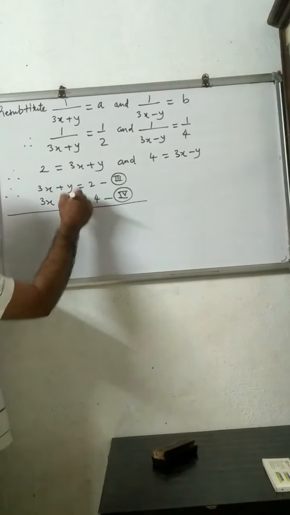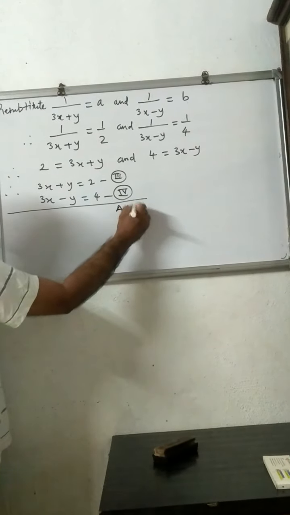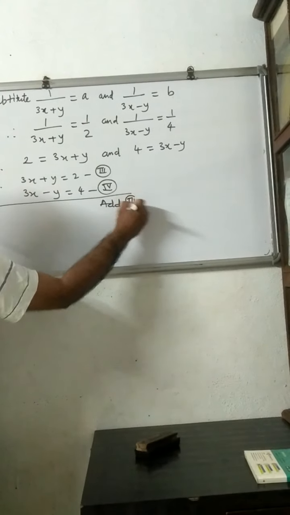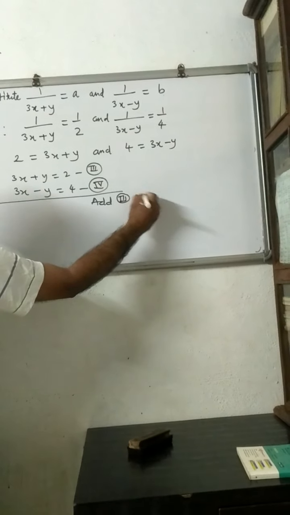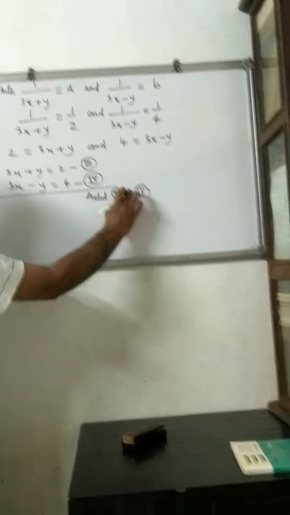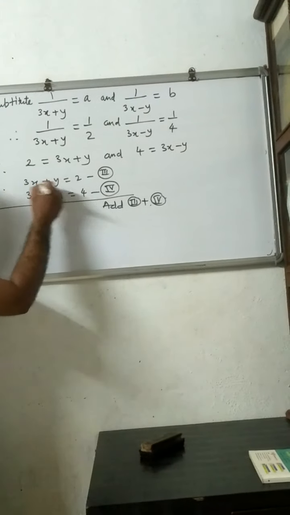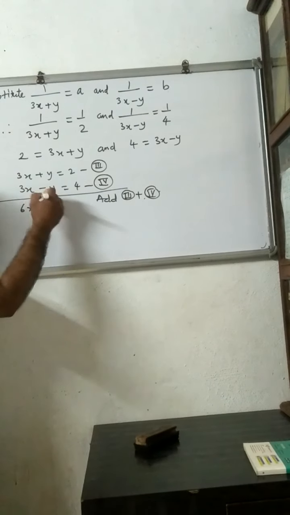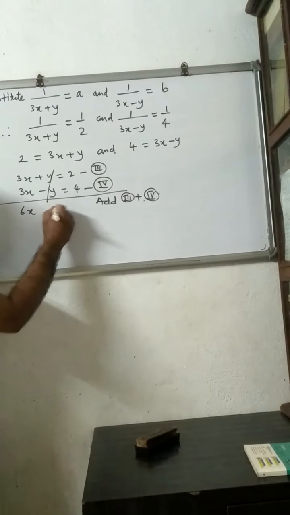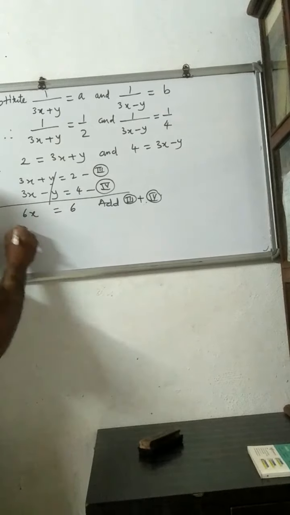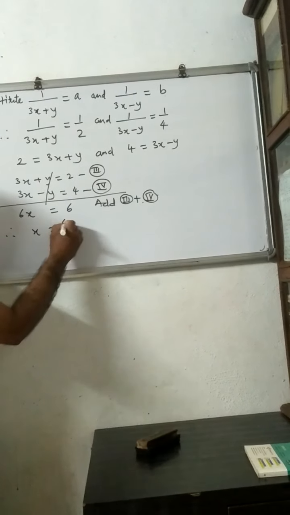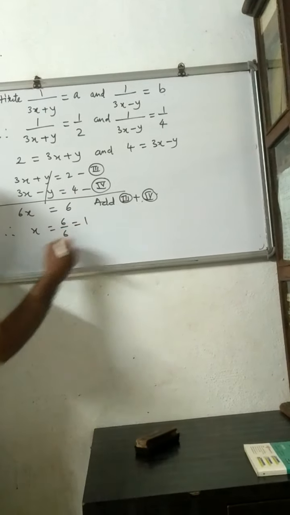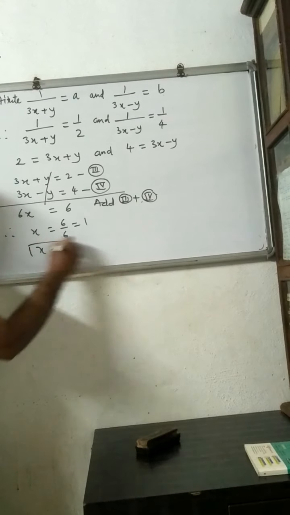So here, plus y and minus y, so we can add the equations. Add equation 3 and 4. So we will get 3x plus 3x, 6x. Plus y minus y cancel. 2 plus 4, 6. Therefore, x is equal to 6 upon 6, which is equal to 1. So x is equal to 1.